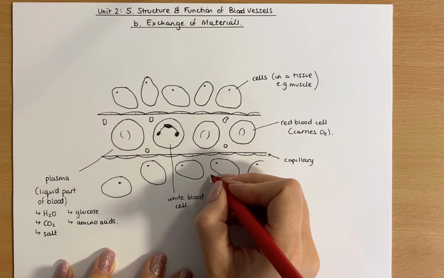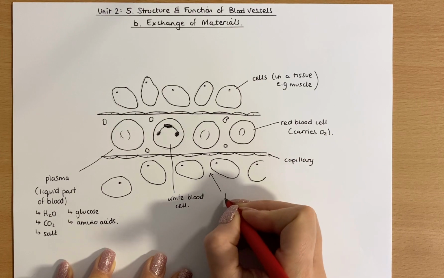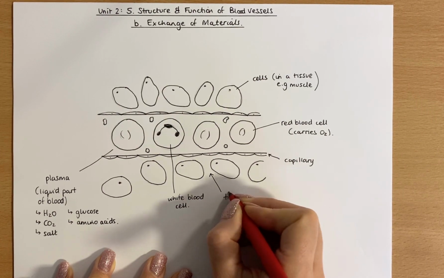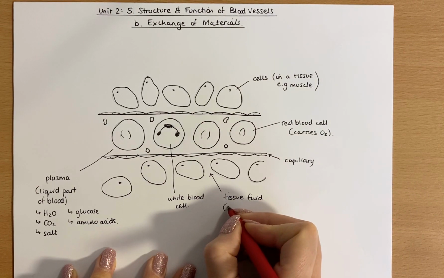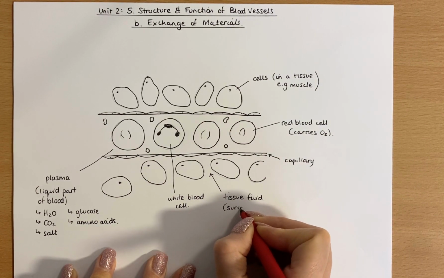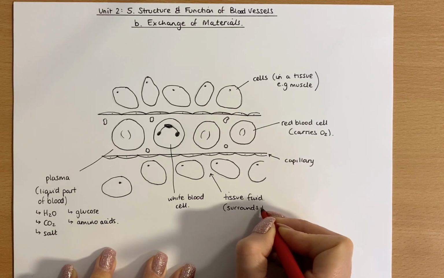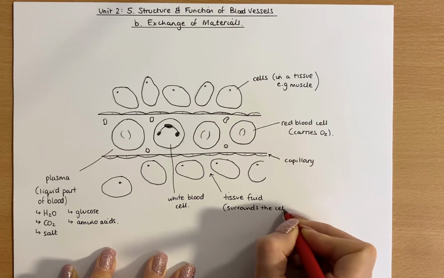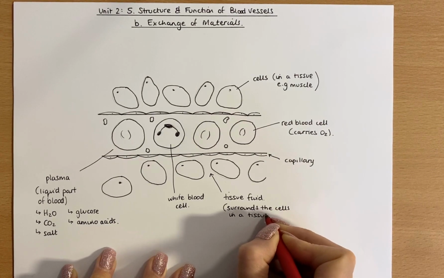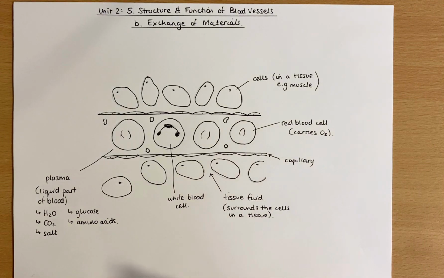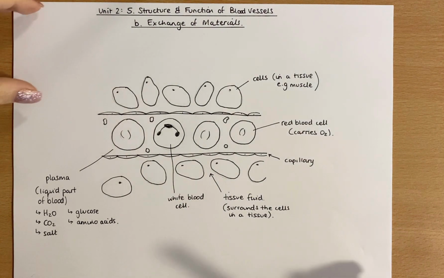So around about the cells, there is tissue fluid. Just to describe what that is, it surrounds the cells in a tissue. Sometimes, in a very fancy way, it's described as the fluid the cells are bathed in. So what I'm going to show you now is a slightly zoomed out view of this, in a capillary network.